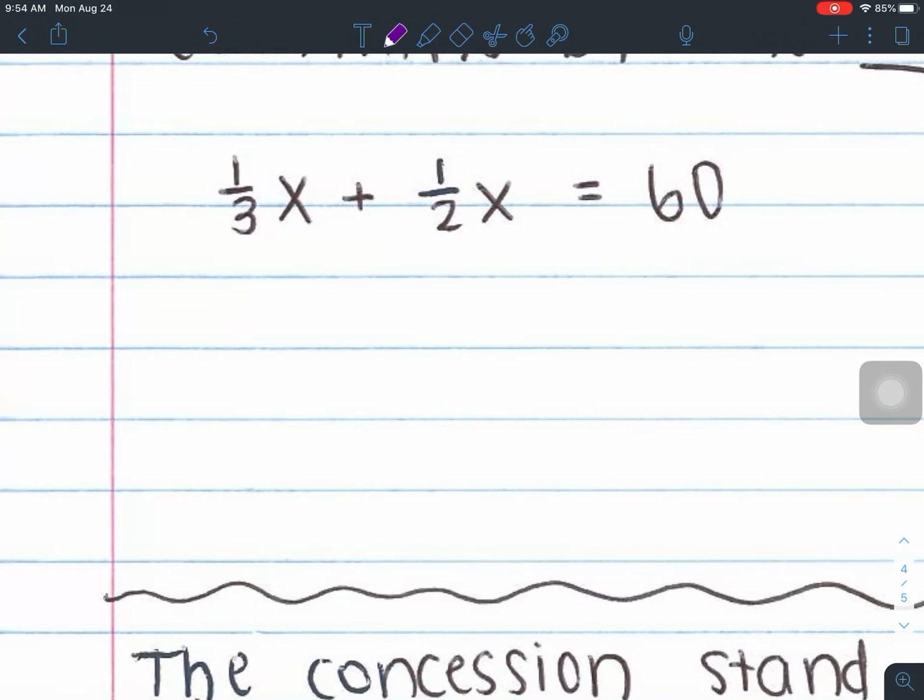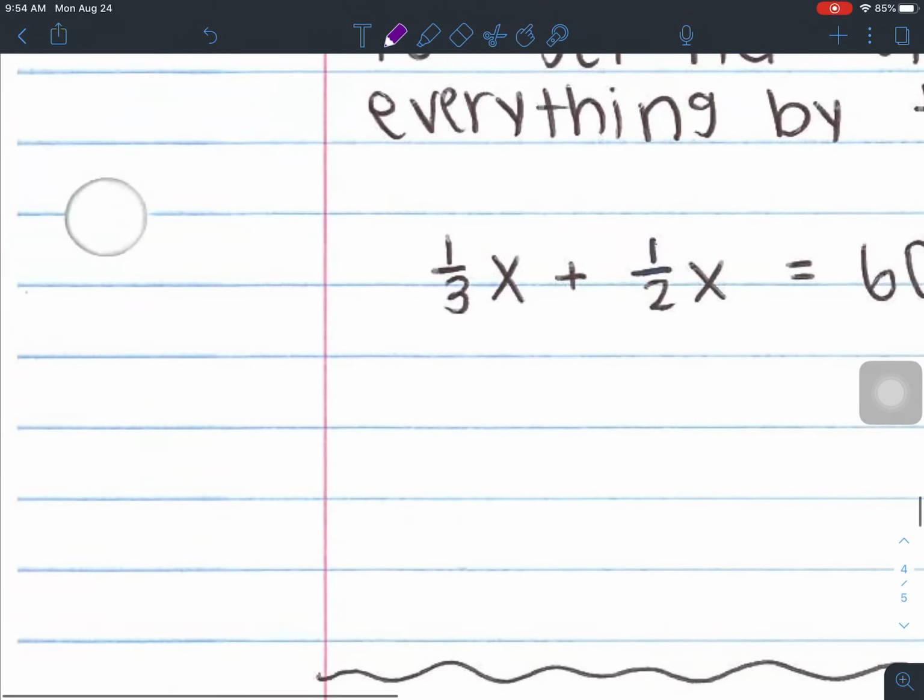Now, here I have 1/3 x plus 1/2 x equals 60. You're like, okay, how do I get rid of those fractions? You're going to multiply by the least common multiple. So in order to do that, you're going to look at the denominators. What's the denominator of the first fraction? 3. What's the denominator of the second fraction? 2. So you want to find the least common multiple of 2 and 3.